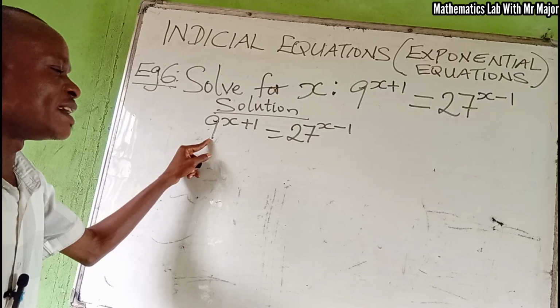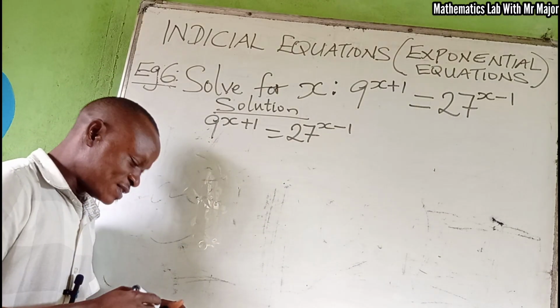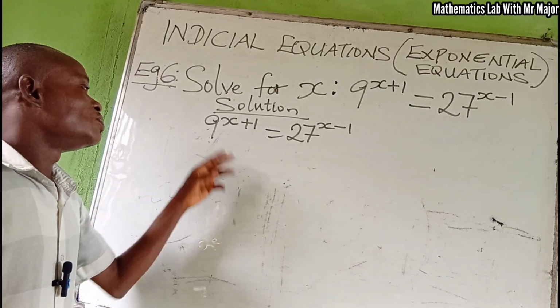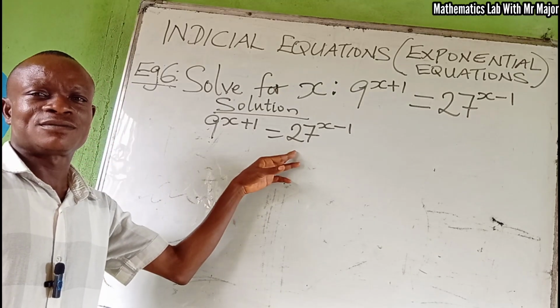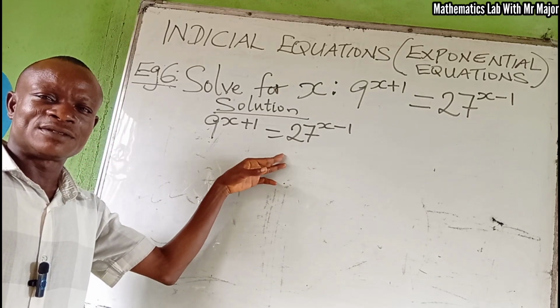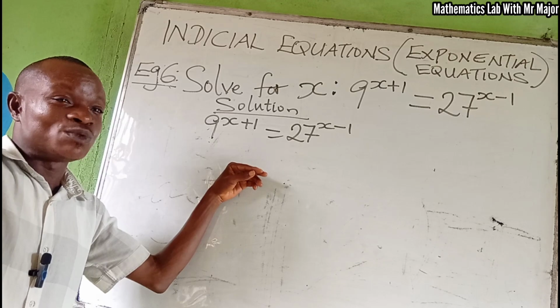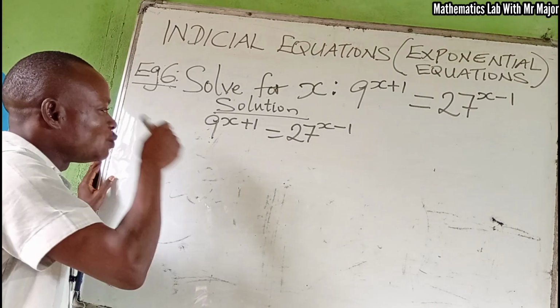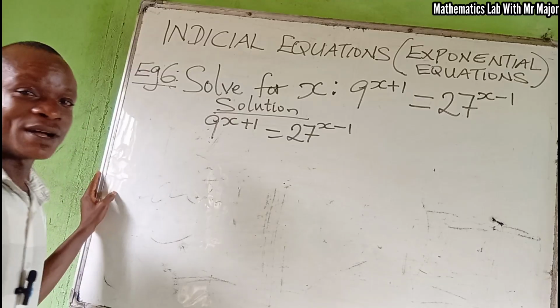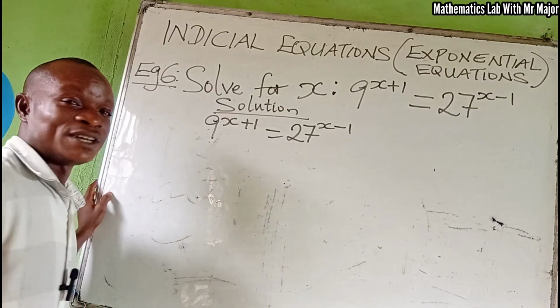The base here is 9. The base here is 27. Now, 9 cannot be raised to any power to give us 27. 9 raised to power 1 is 9. 9 raised to power 2 is 81. That means we have exceeded 27. So that means we need to look for a different number that can work for the two of them.